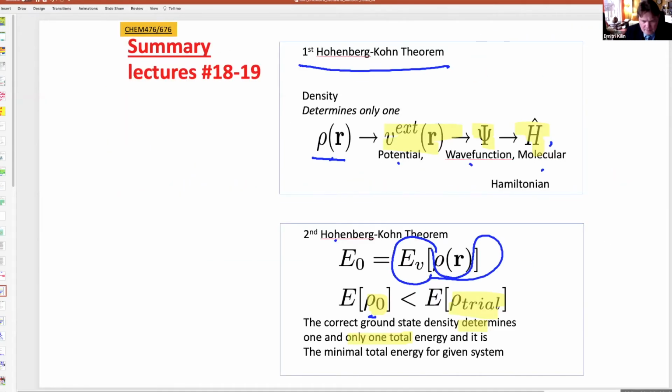So theorems. Here is theorem number one that you are aware of. Knowledge of density, and here we do not state that it is some specific density, just any density for a given molecule, defines in an unambiguous way the external potential, which means where ions are located and how they attract electrons, the ground state wave function of this multi-electron system, and the molecular Hamiltonian.